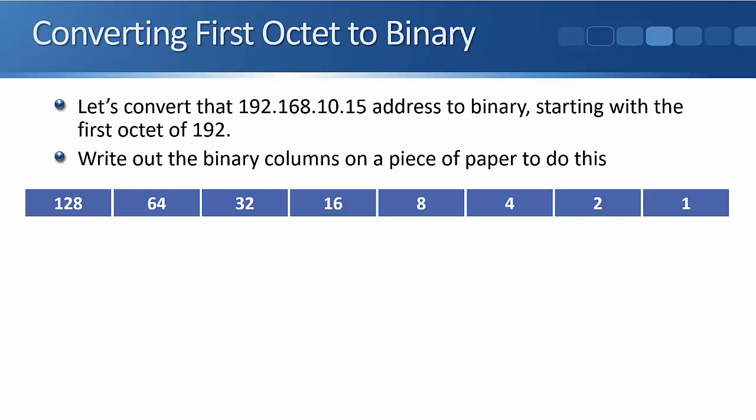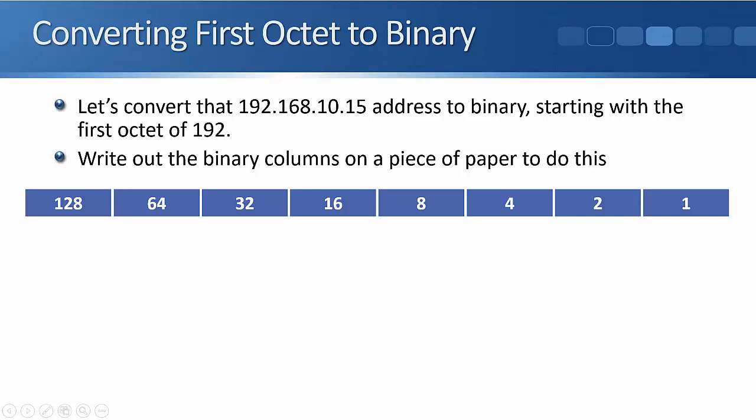So the way that you do this is get a piece of paper and a pencil and write out what you see here on the slide. So starting from right and go to left, write out 1, 2, 4, 8, 16, 32, 64, and 128. And then to figure out what your IP address is in binary, start off with the first octet, which is 192. And the first thing to do is you start going from left to right. So when you write it out, it's easiest to write it from right to left. But when you're figuring things out, we go from left to right.